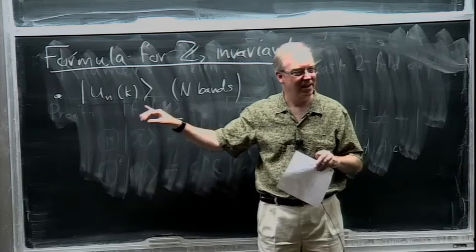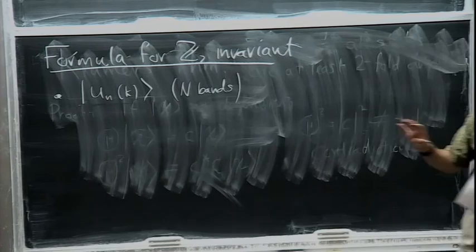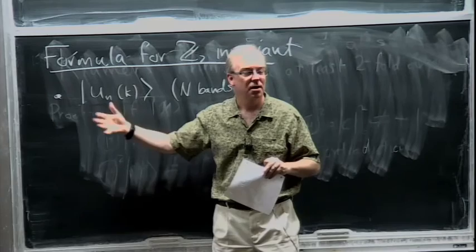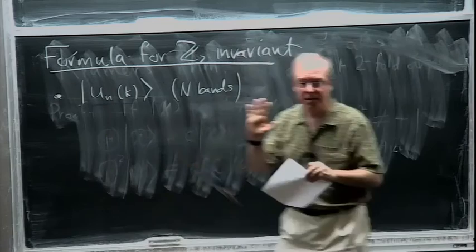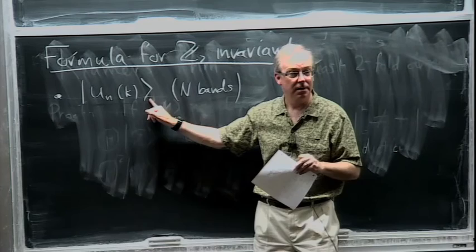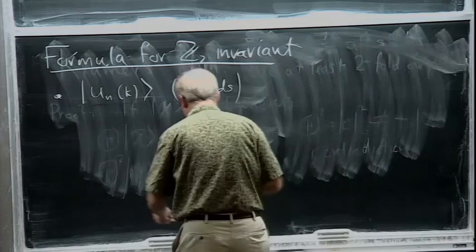Okay, and so if you're actually going to compute the Z2 invariant on a computer, you have to do some work in order to establish a continuous gauge, and there are various algorithms for getting that right. But just conceptually, let's imagine that we accept that we have a globally defined gauge for our states.